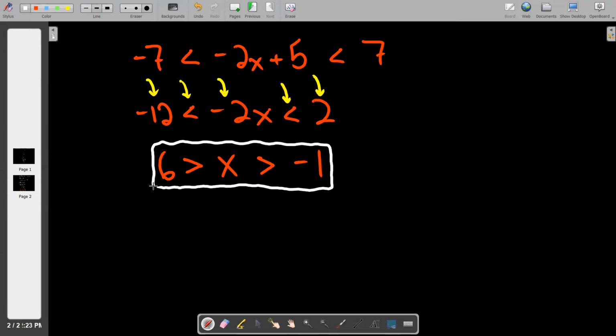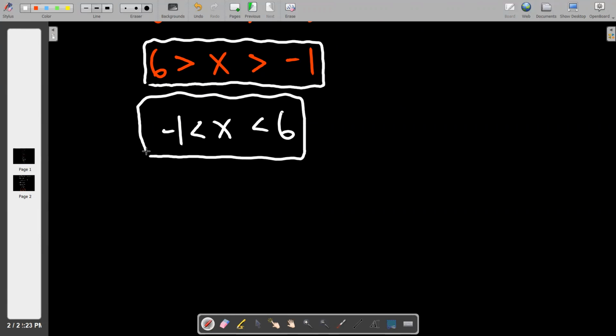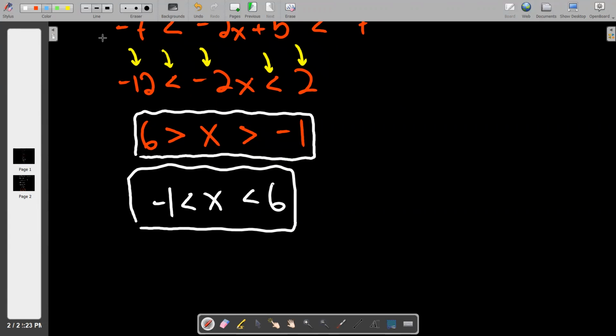I don't like that it's backwards. And so I personally, you don't have to, every time I get to the end of one of these switchy squishers, I'm going to switch it again, just for cosmetic purposes. So when I reverse it, it will say -1 is less than X is less than 6. I love this answer way more. This switch of signs from here to here was mathematical. This switch of signs is cosmetic, appearance only, right?